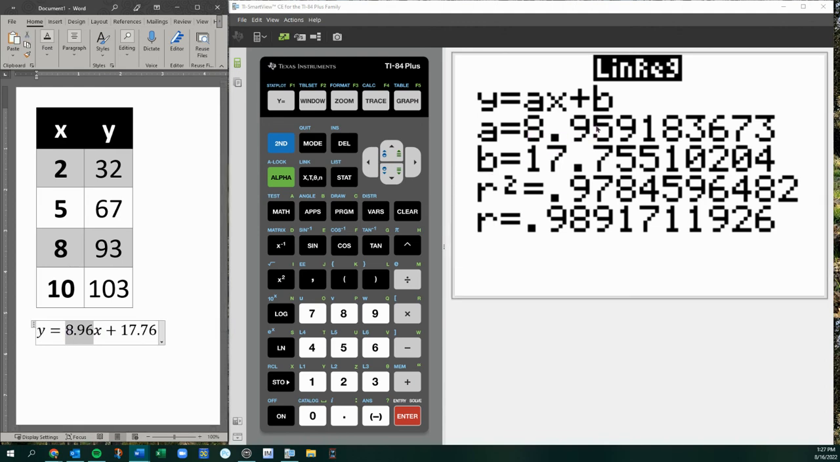8.96 is the A value, so it goes where the A goes. And 17.76 is the B value, so it goes where B goes in the pattern. Okay, that's how you write a regression equation. The one thing you may mess up on this is rounding, so make sure you're looking at how you need to round your numbers to be able to write your regression equation.